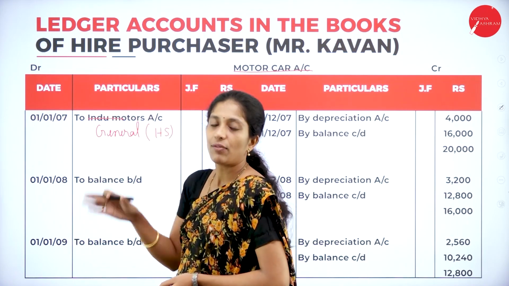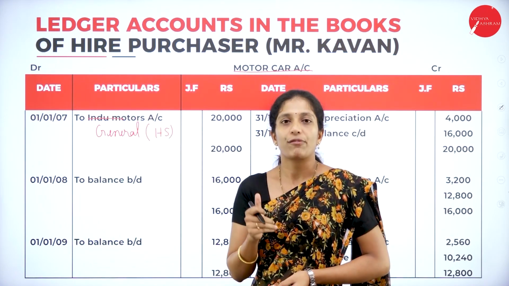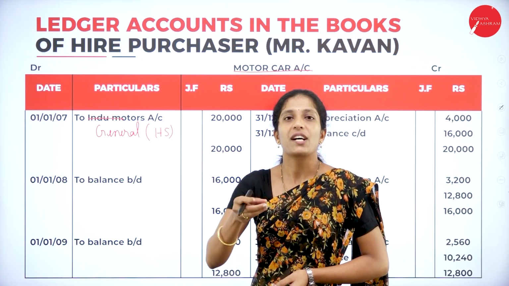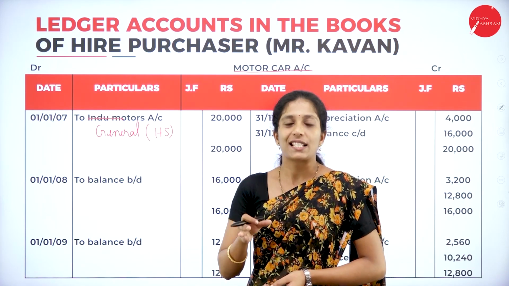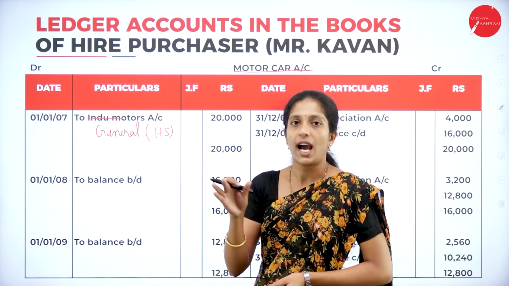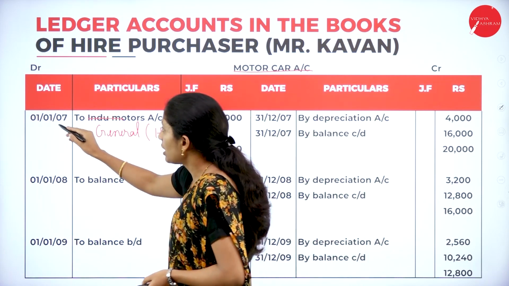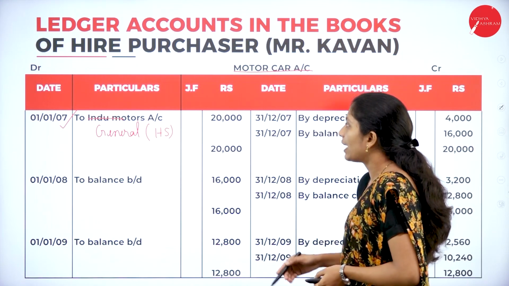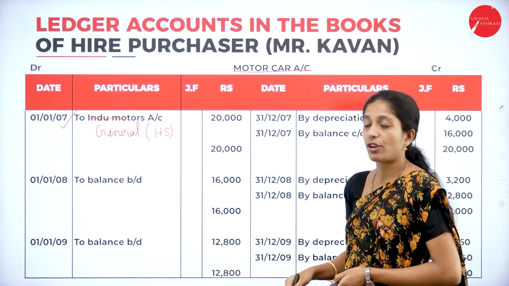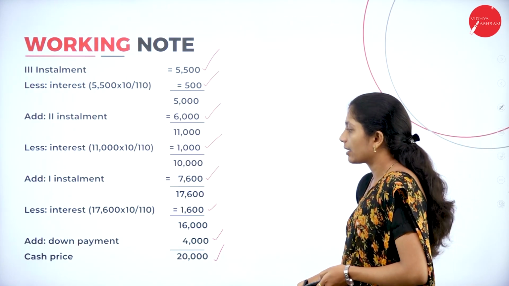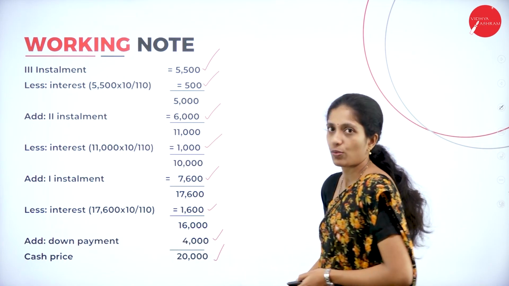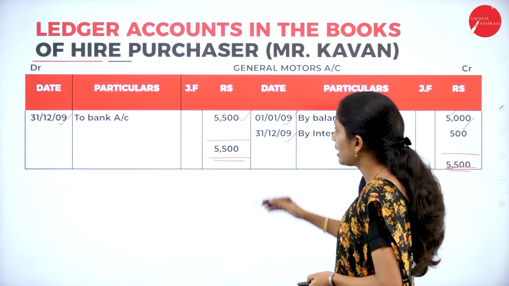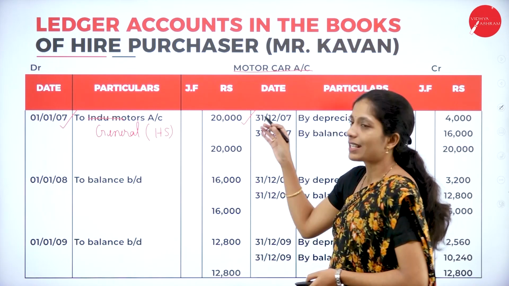So what is the entry when the asset is purchased? Your first entry in the first year is for purchasing the asset. Asset account debit to hire seller account. That is, on purchase on 1/1/2007, to General Motors account. So what is the cash price of the asset? We have already calculated it, right? The cash price of the asset is 20,000. Write that 20,000. So this is the cash price.